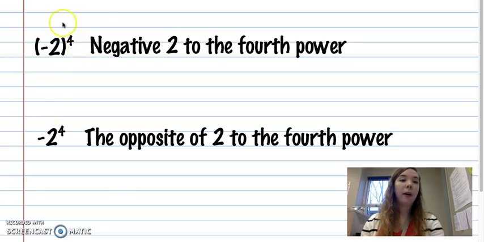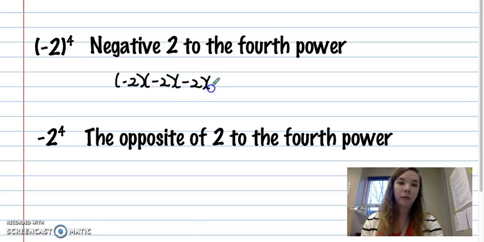So for this top one, I'm taking negative 2 times itself 4 times. So here I would get negative 2 times negative 2 is positive 4. Negative 2 times negative 2 is positive 4. And 4 times 4 is 16. So it's going to be a positive 16.